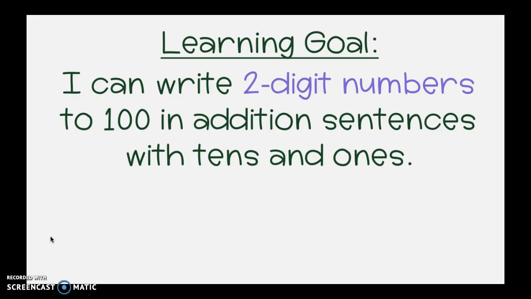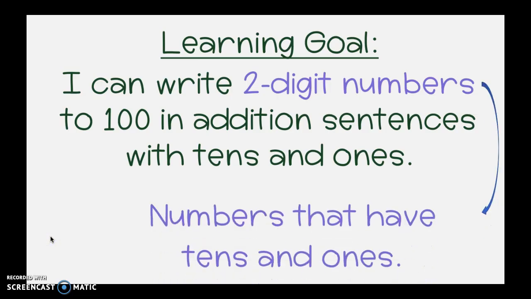Our learning goal for today says, I can write two-digit numbers to 100 in addition sentences with tens and ones. Now, we've been doing this all along, but just in case you weren't sure, instead of saying really big numbers, we can call them two-digit numbers. Two-digit numbers are numbers that have tens and ones. So if we have a number and it has a digit in the 10 spot and a digit in the 1 spot, that's a two-digit number.